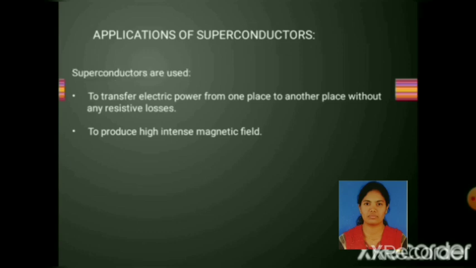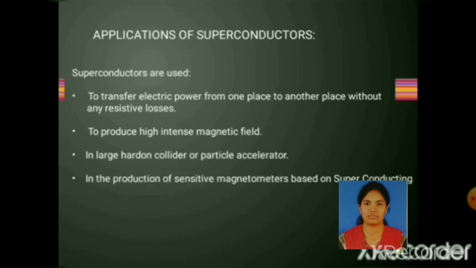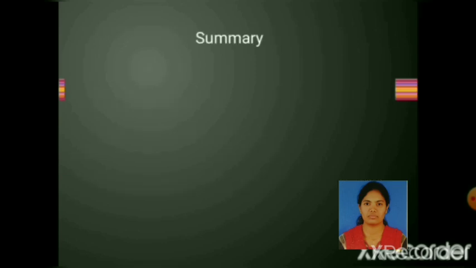And we can use superconductors to transfer electric power from one place to another without any resistive losses. To produce high intense magnetic fields, we can use superconductors. And here we can see a particle accelerator known as the Hadron Collider. In the Hadron Collider, we use superconductors. They are also used in the production of sensitive magnetometers based on superconducting quantum interference devices. We call these devices SQUIDs. By using these devices, we can produce sensitive magnetometers.